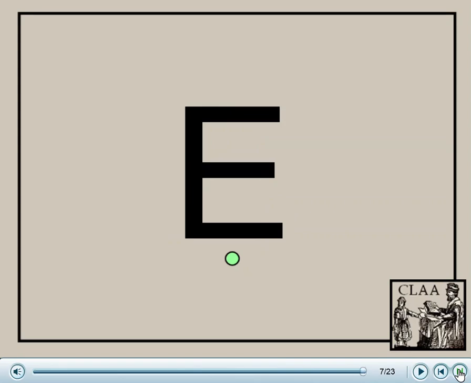Point again to the green dot on your screen and take a careful look at this Latin letter. This is the Latin vowel e. Anytime you see this vowel in Latin writing, you should read it as e. This is the Latin vowel e.